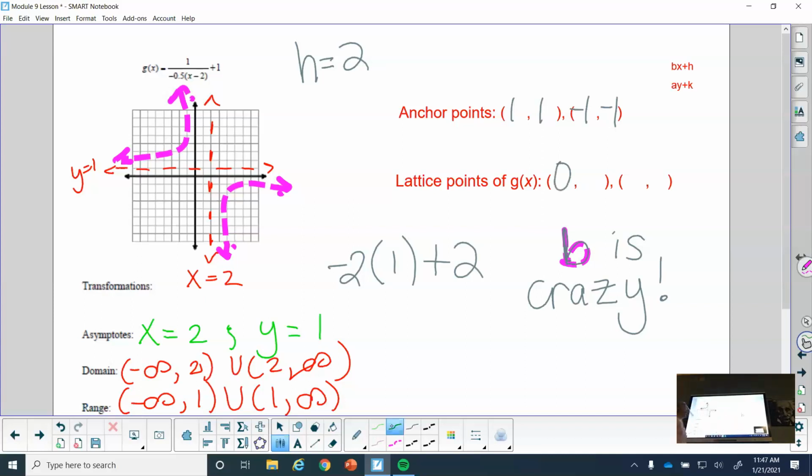Now let's go ahead and find the brand new y coordinate. So the brand new y coordinate is going to be a y plus k. There's not an a value. Well, the a value is understood to be 1. So it is going to be the y coordinate plus the k value. One plus 1, 2.